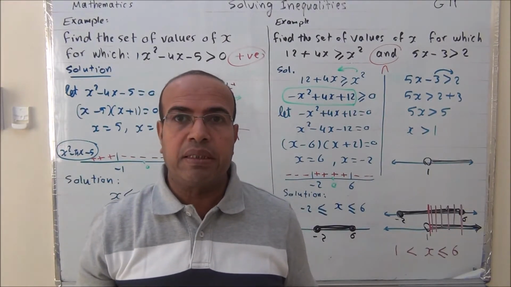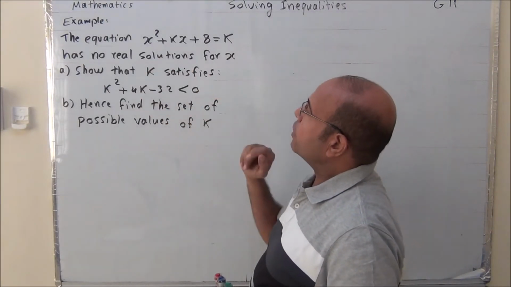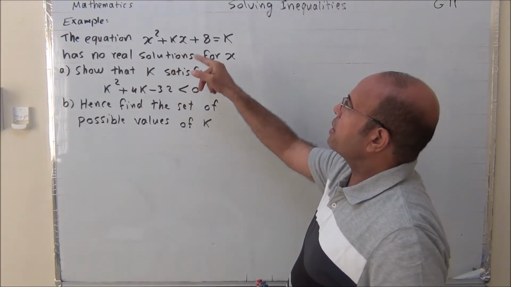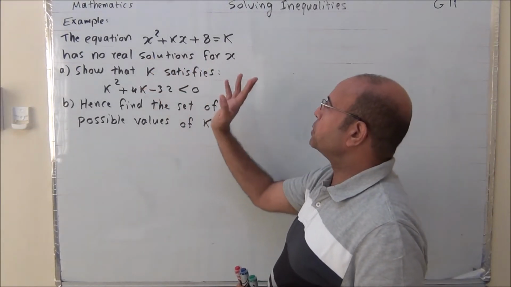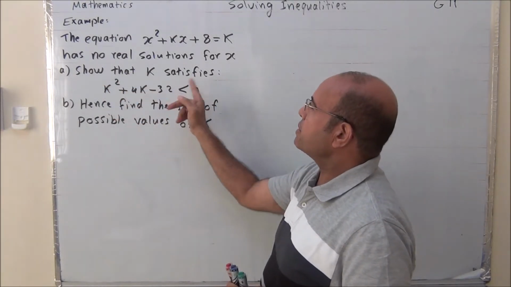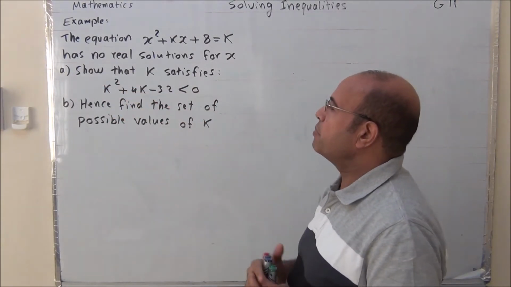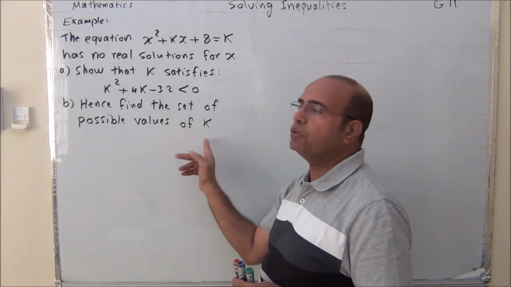Let us take another example. The equation x squared plus kx plus 8 equals k has no real solutions for x. First part of the question: show that k satisfies k squared plus 4k minus 32 less than 0. Hence, find the set of possible values of k.